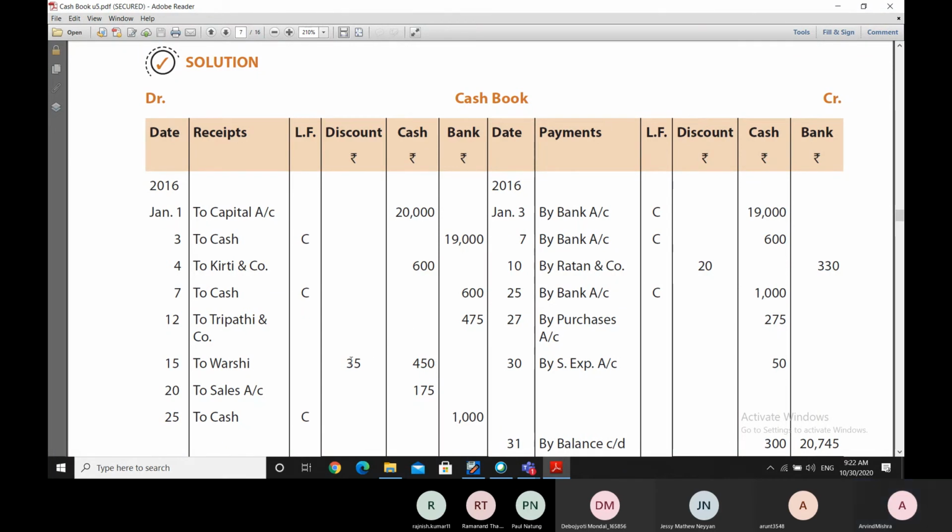Now here, a discount is also mentioned because the check which is received is 450 rupees. Discount has been given of 35 rupees. So discount allowed is 35 rupees, and that is entered in the discount column. So discount account is being debited here by 35 rupees, as Vashi account is being credited by 35 rupees. Similarly, cash account is also being debited by 450 rupees, and Vashi account is being credited by 450 rupees by this entry.